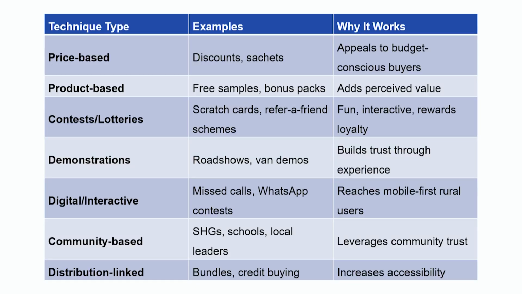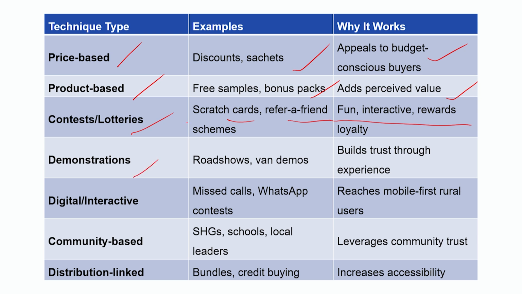Now this is a comparison of the techniques that we are going to use. The examples in reference to that and how it works are given here in this table. So price based: discounts and sachets, which appeal to budget conscious buyers. As I said, rural consumers are budget conscious. Product based: free samples and bonus packs along with added perceived value. In the taste and lottery category, we have scratch cards and refer a friend schemes. How does it work? It offers fun, interactive rewards and loyalty.